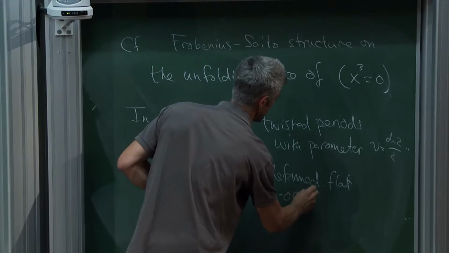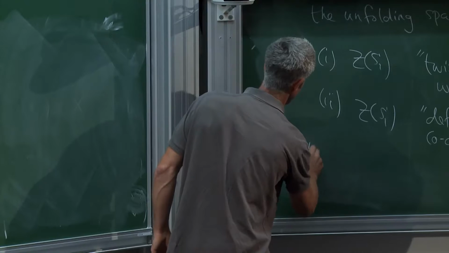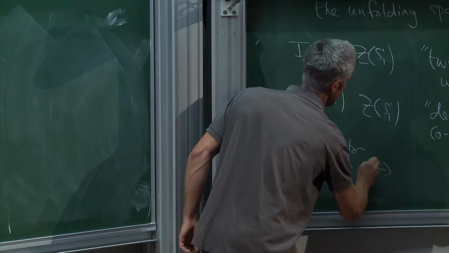With h equals 1. Okay, and one other coincidence that's worth mentioning is that the Euler vector field, I mean, this Frobenius manifold has an Euler vector field E, and this corresponds exactly to Z.